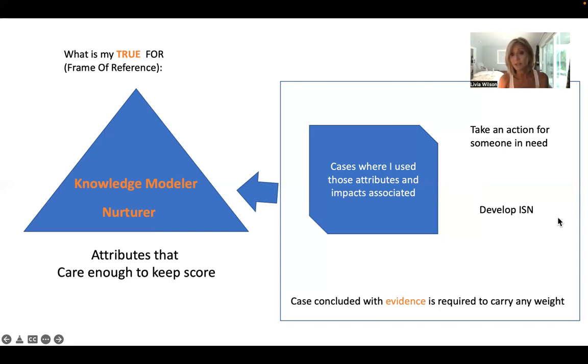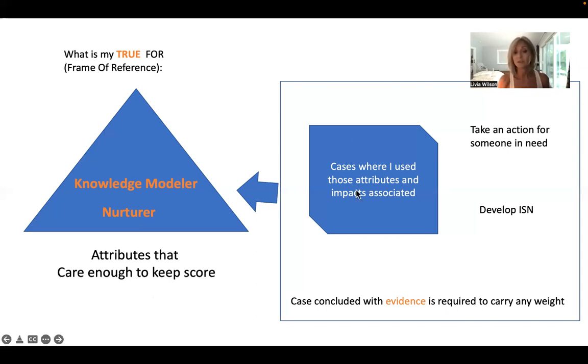Same with developing the ISN model. There's actually evidence that I'm a knowledge modeler. And if I make a case that would describe the impact and the spread and the attributes of ISN, then that would be aggregated to my solution object, giving me more weight on those attributes. So the truth cannot be defined by making an assertion. The truth is defined by the cases for or against what I'm saying is true for me.